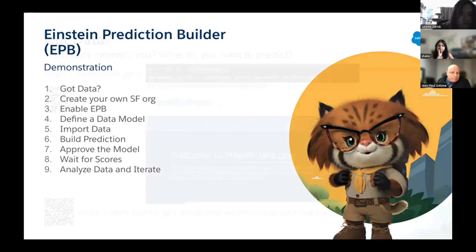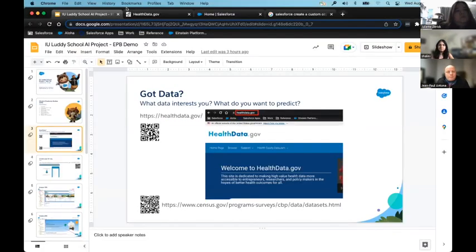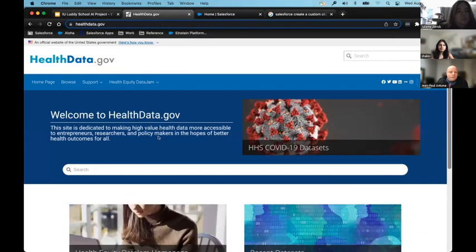So as far as data goes, what interests you? What data do you have access to? What data do you want to build predictions on? One of my favorites is actually healthdata.gov. They have a lot of information resources available and data sets that you can browse.